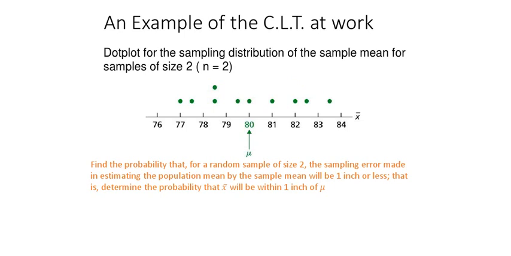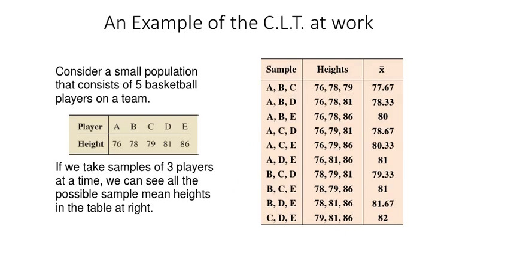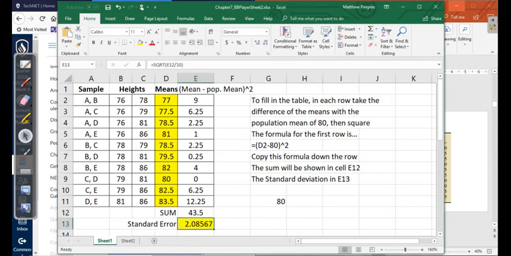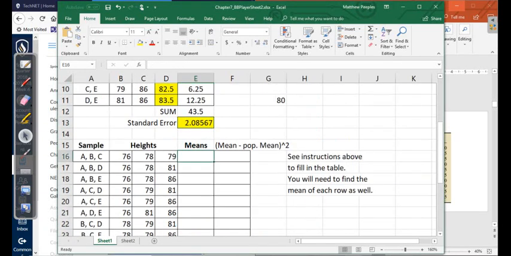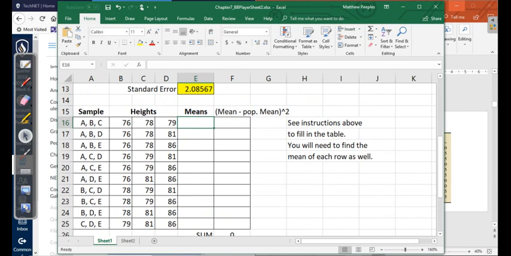All right, let's try this again. Let's consider a small population again of our basketball players A, B, C, D, and E, with their heights in inches here. This time let's take our samples 3 at a time, and there's 10 of those. And I've found the mean of each of these samples. Well, what observations can we make about that? Let's go back to Excel. Check it out here. So I'm going to get my mean right here. If you were to do this as an exercise yourself, you might see this.